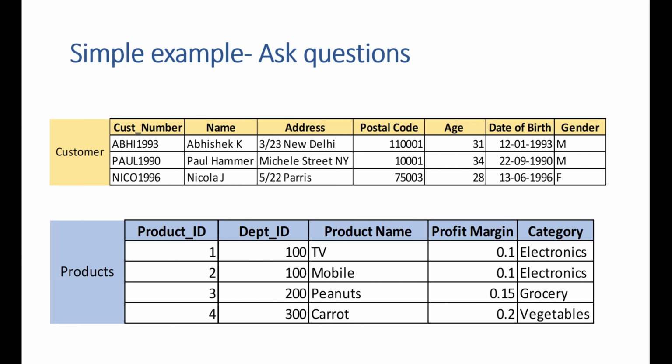Also, if you take the address, here you see inconsistency in the address. In one case there is a door number on the street number, but in the second case there is no door or street number. In that case, should I make the door number or street number mandatory to capture? Because without that, I cannot deliver the product to the customer. So that's again a question to ask.